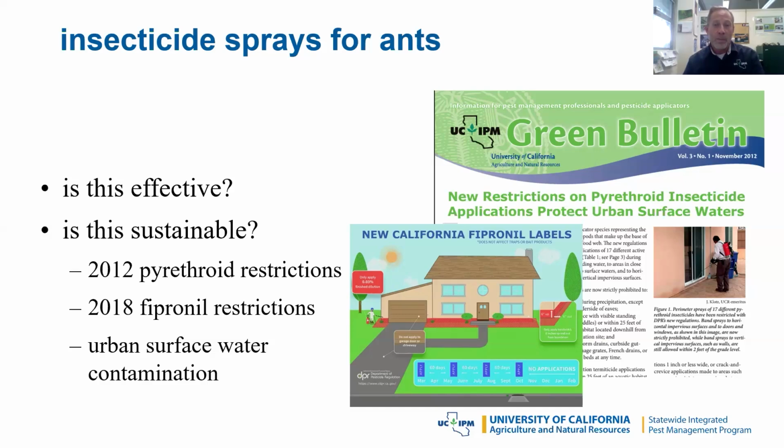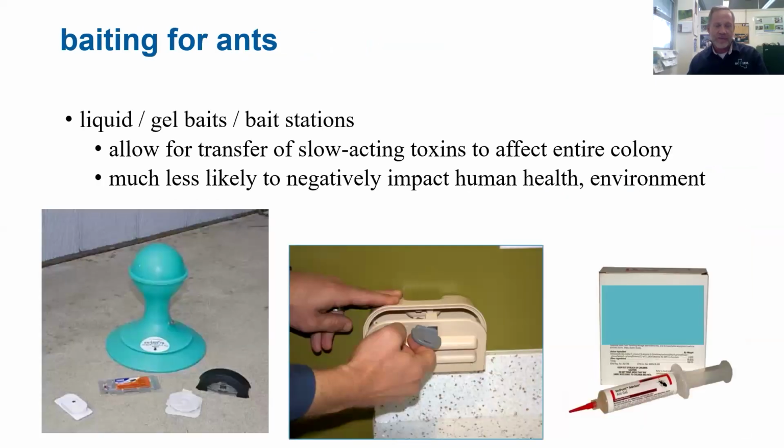In fact, the most effective of these liquid insecticides, fipronil, cannot be applied during the wet season. And so as of November 15th, this material cannot be used, or maybe it's November 1st. Either way, we're in the period now when you cannot use this most effective liquid insecticide targeting ants. So what do we do instead?